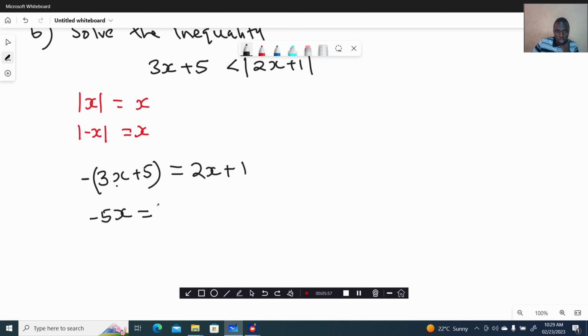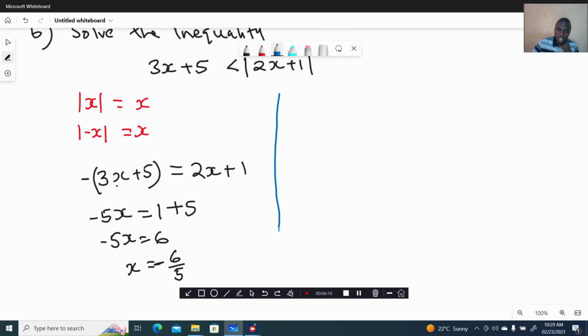And then in this case, you're going to have 1 plus 5. You know, this one here, it will be negative 5. When you take it to the other side, it will be plus 5. So you get negative 5x equal to 6, and therefore the value of x simplifies to 6 over 5, and this is a negative value.